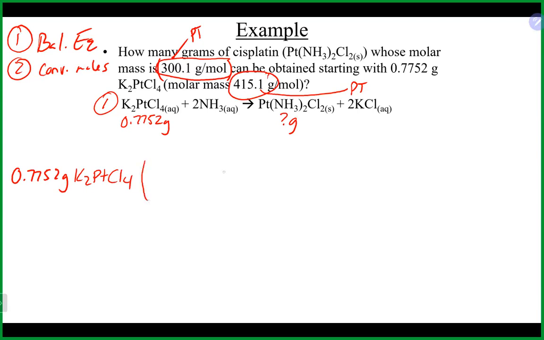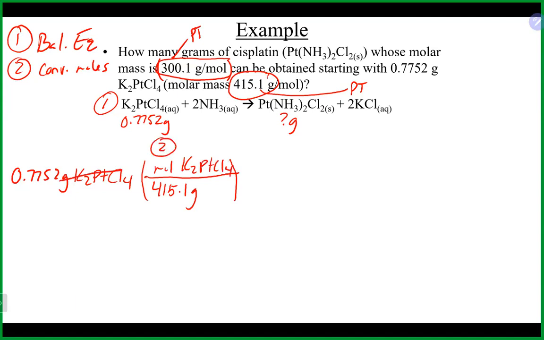Remember that we want to set this up the dimensional analysis way. So we want to get rid of the grams. So using the molar mass, we're going to put the grams on the bottom per mole of our K2PtCl4. And that would be our second step here.